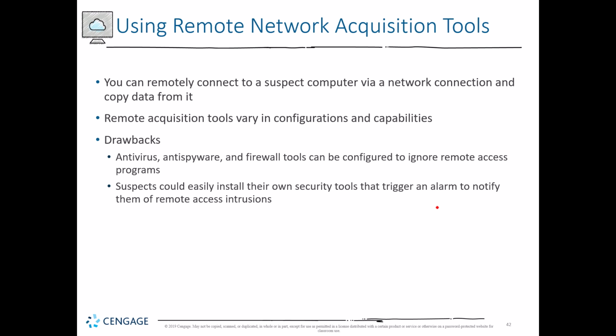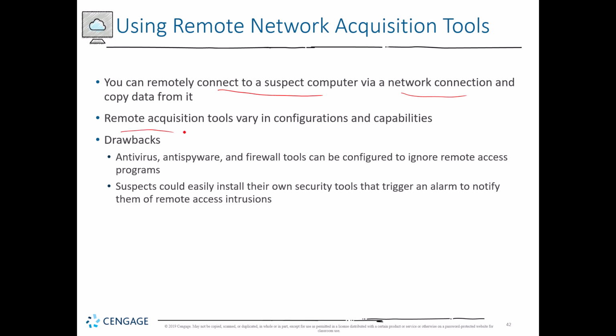So we've talked about all on-site acquisition. What happens if you want to remotely acquire the data? You want to sit down at a system and copy the image to a remote location. Can you do that? Sure. You can connect to a suspect's computer and over the network copy data from it. Again, you want to be careful. You want to make sure you're following all the appropriate policies and procedures of the organization. That way you're not modifying data from the suspect's computer.